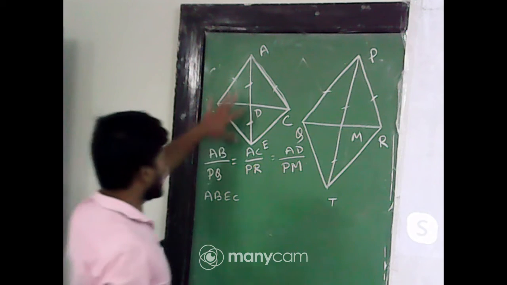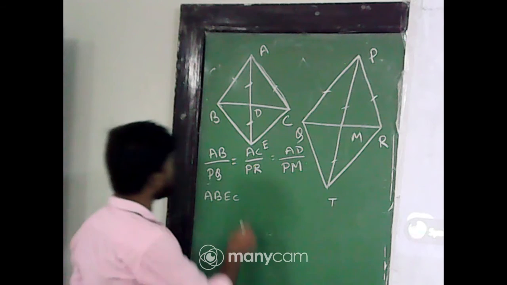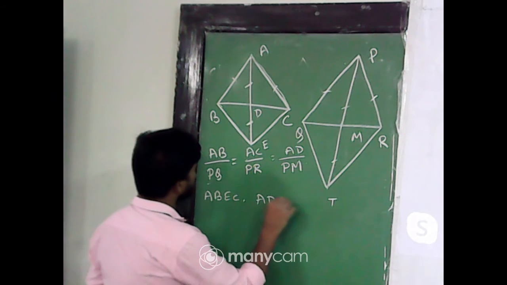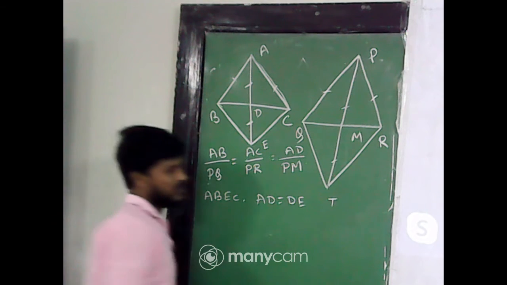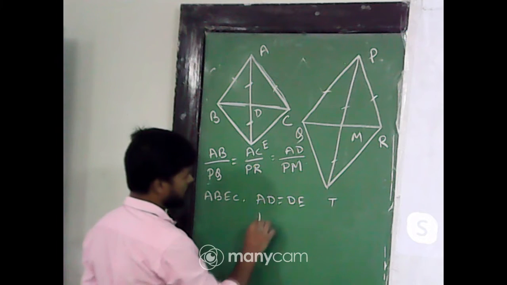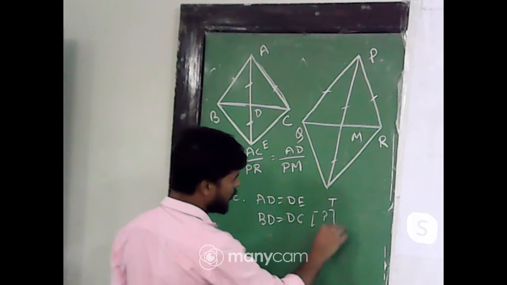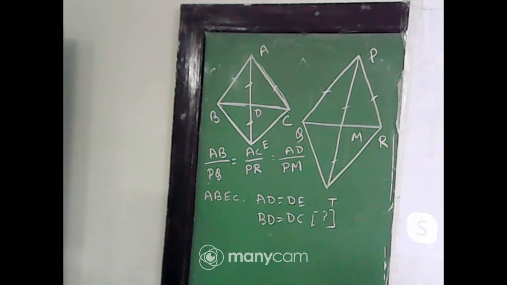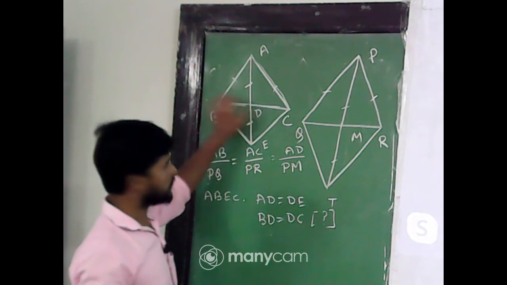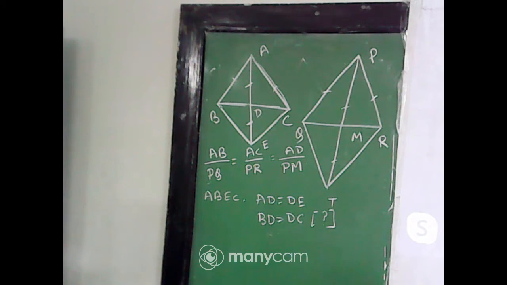Okay. Now consider the quadrilateral ABEC. Look, in this quadrilateral, AD is equal to DE. Why? By construction. Also, BD is equal to DC. Can you tell me why BD and DC are equal? Please, anyone, can you tell me why BD and DC are equal to each other?